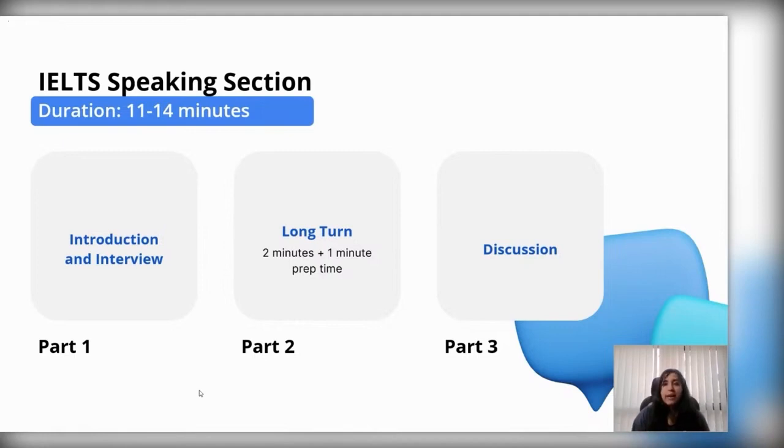Okay, so that's what I mean by abstract. Okay, so now we've got a general idea of the IELTS speaking section and how it works.